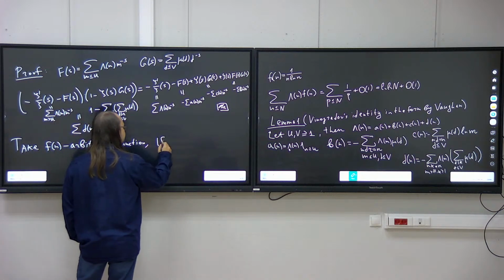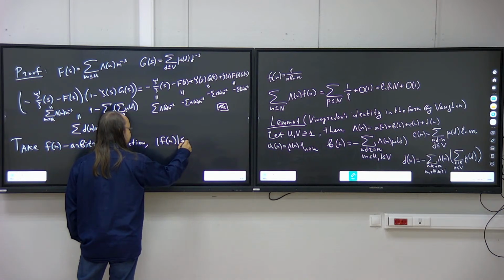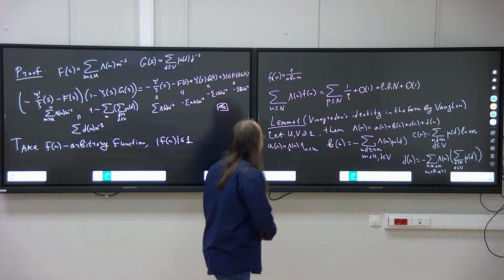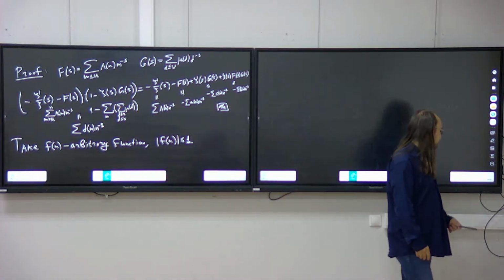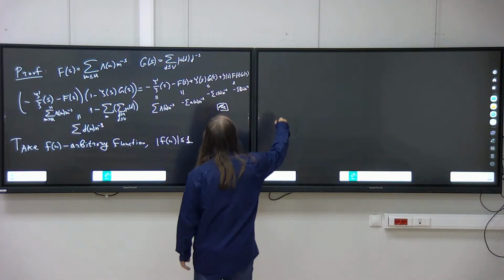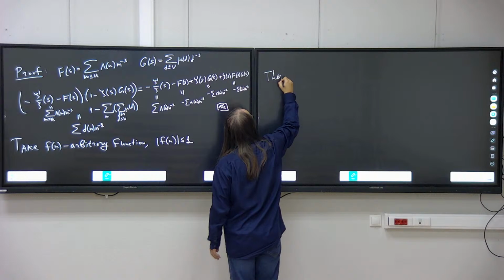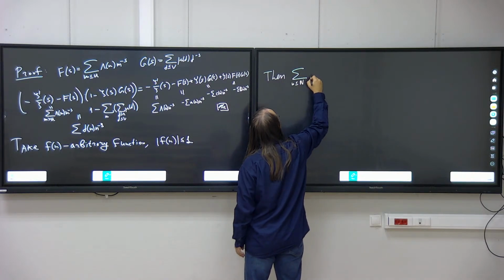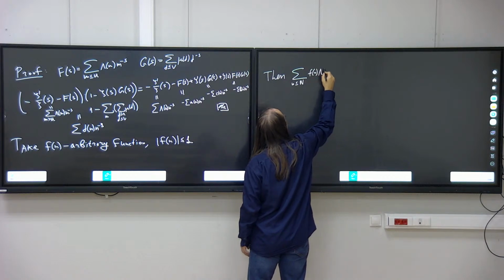And assume that f of n is less than or equal to 1. So we need some bound for f. Okay? So take an arbitrary function f of n and then sum over all n less than or equal to n, f of n lambda of n.